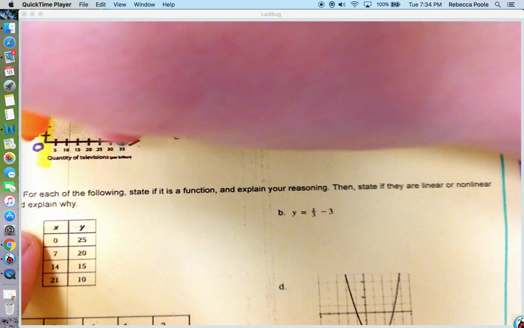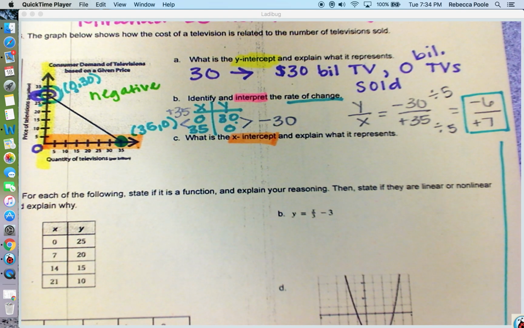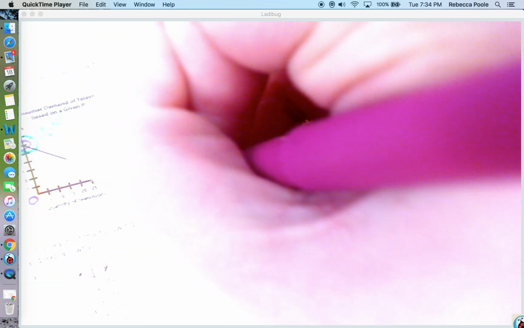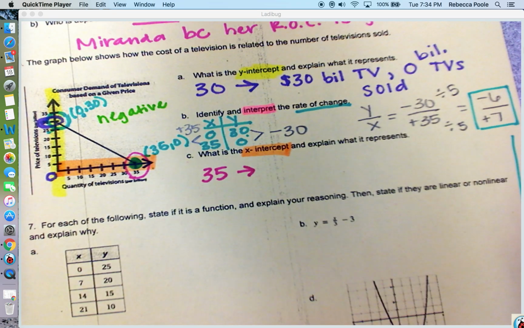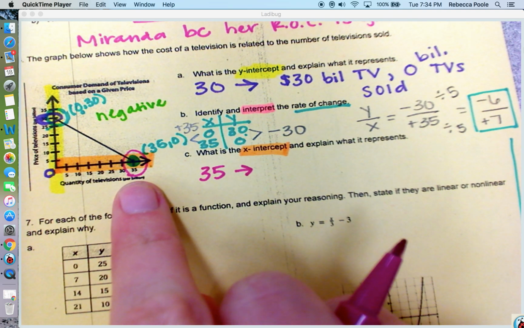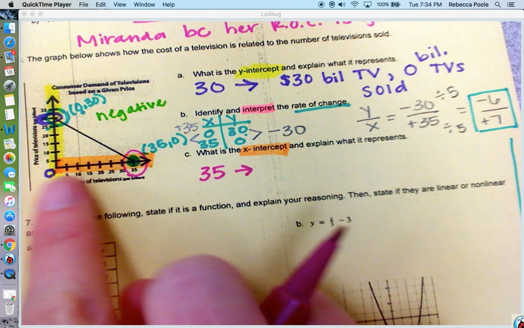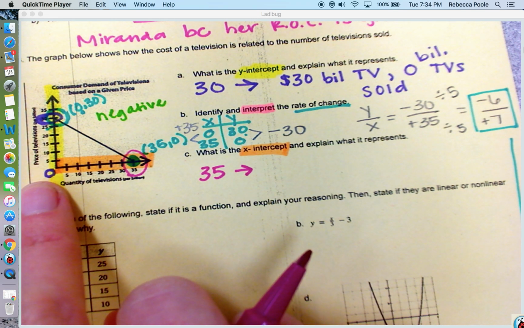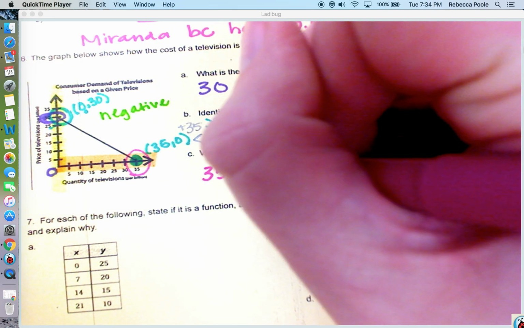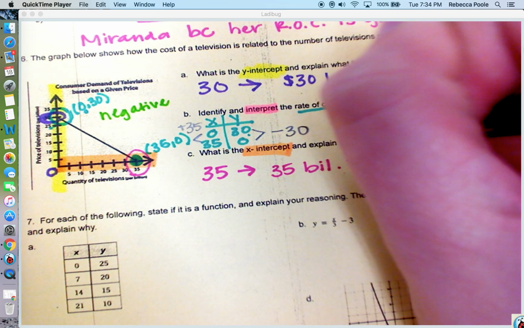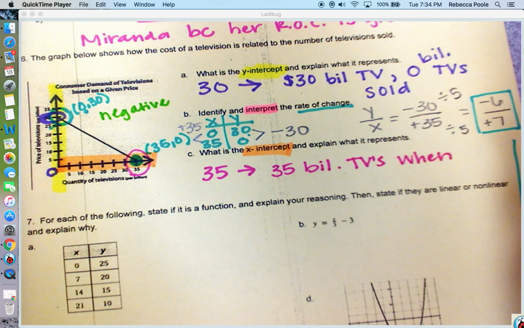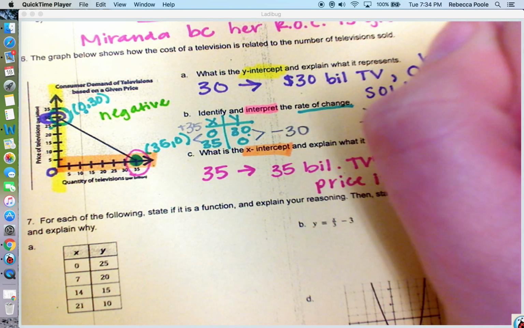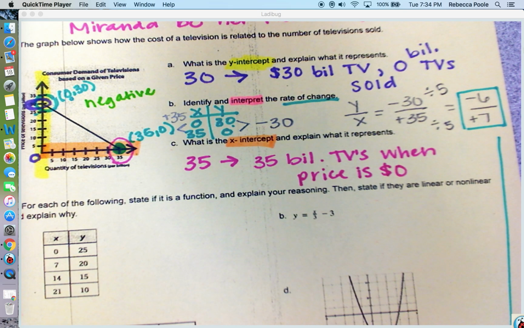So remember, x-intercept is where it touches my x-axis. Didn't we already find that point? Right here, right? So the x-intercept is 35. And I want you to tell me what that means. So we had 35 billion televisions when the price was what? 0. So 35 billion TVs when price is $0, which makes sense because if a TV costs $0, everybody's going to be buying a TV, right?